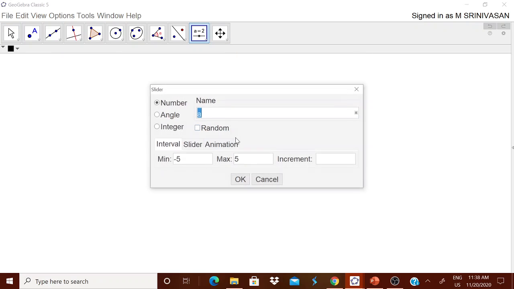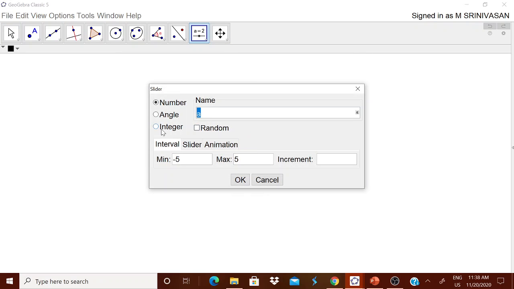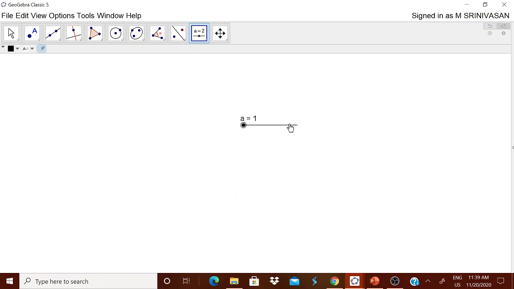Let me go for a slider, and once again I repeat, in the slider you can have integers, you can have numbers, you can have angles. The advantage of having the number is you can have the increment as anything as per your convenience. It may be 0.1, 0.5, or the increment may be 2, 3 and so on. But when you take the integer, you can also change the increment, but that increment should be an integer only. Let me fix this as small a, and I will have it up to 10. You can change it afterwards also, there won't be an issue. Okay, I'm just putting it over here.